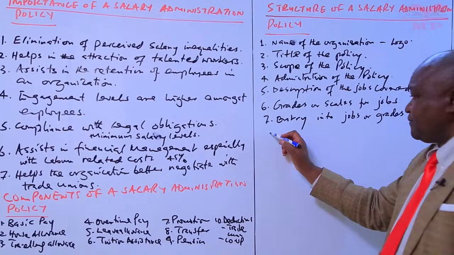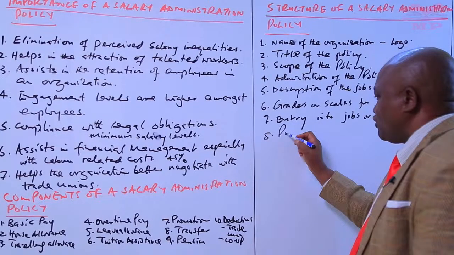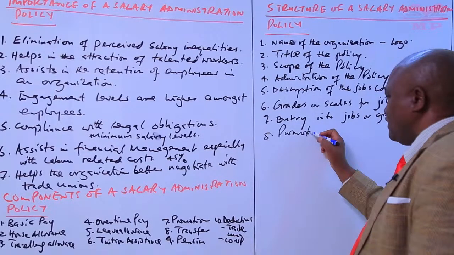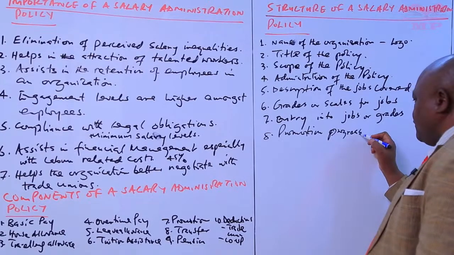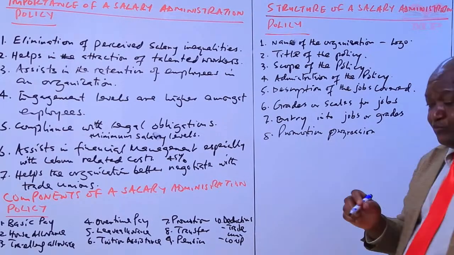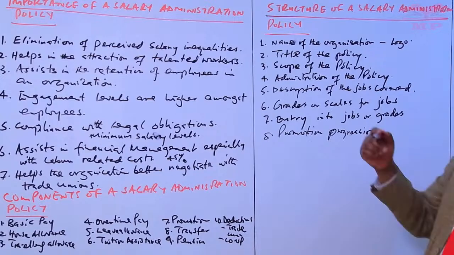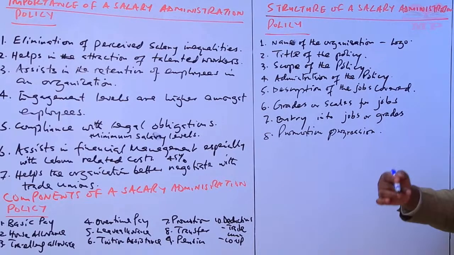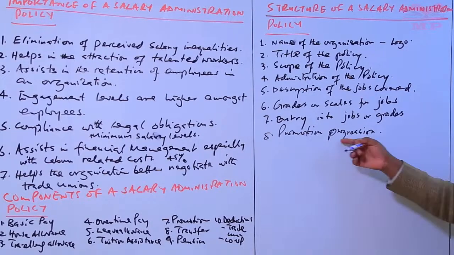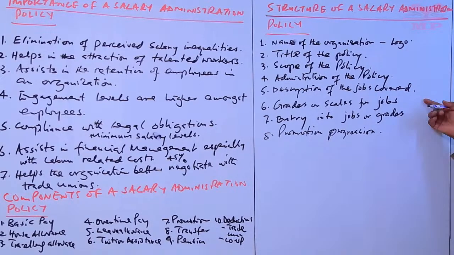Then number 8, progression. So the policy has to provide, remember we said it's supposed to be a guideline. So the policy has to provide a guideline. When an employee is promoted from a position to the other one, what happens in terms of the progression? How do they enter into maybe the next scale? So that must also be provided as a guideline.